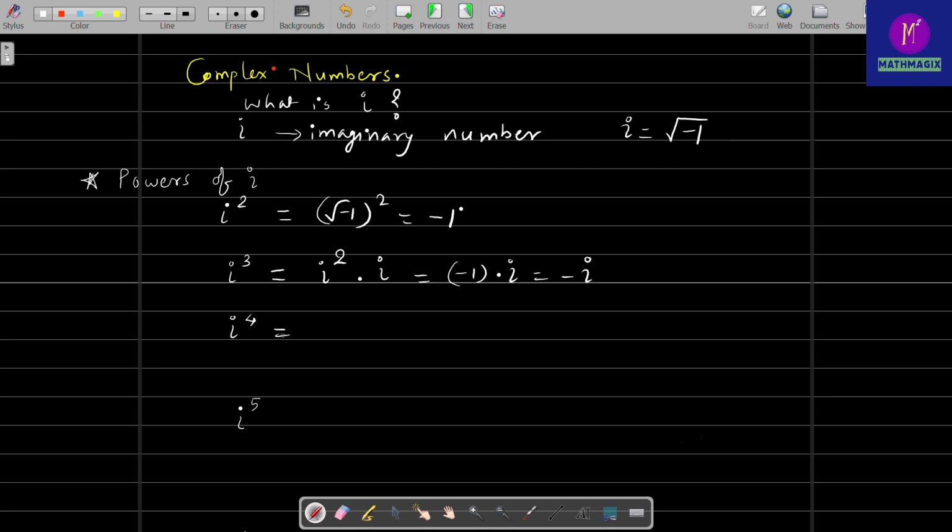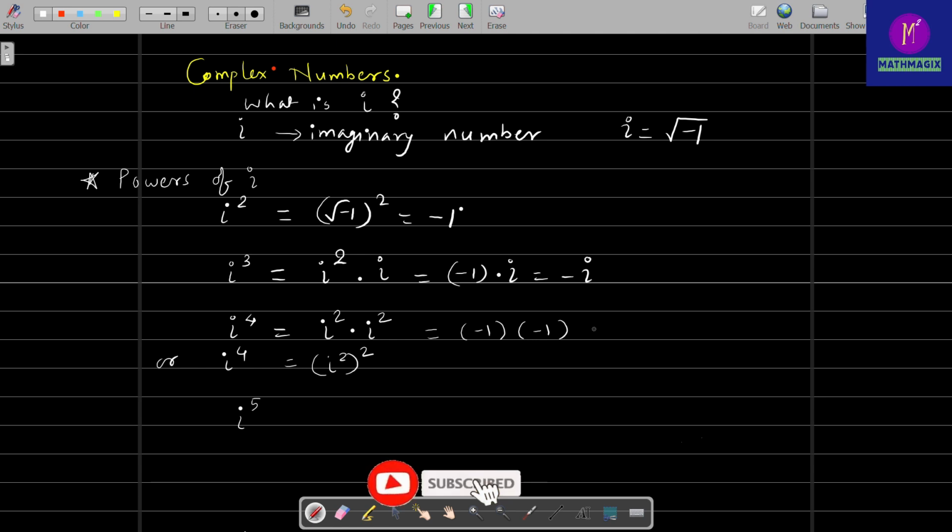Now let us see how to find out i raised to 4. i raised to 4 we can write as i square into i square. If you want, you can also write i raised to 4 as i square the whole square. As we know that i square is minus 1, this is minus 1 into minus 1, that will be 1. Similarly, this is minus 1 square, because we know that i square is minus 1. So this is equal to 1.